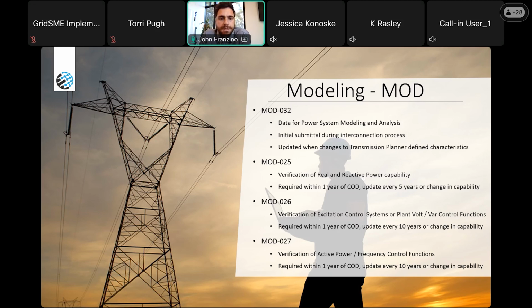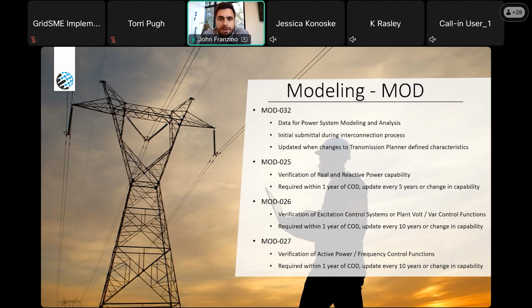You need to make sure that your T's are crossed and I's are dotted from a NERC Mod 32 standpoint, but usually you don't have to do any quote unquote additional work, just ensuring that there were no material modifications between the interconnection process and now when the facility is going to commercial operations, versus a little bit different than Mod 25, 26, and 27.